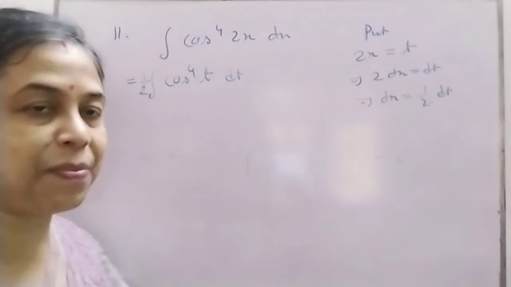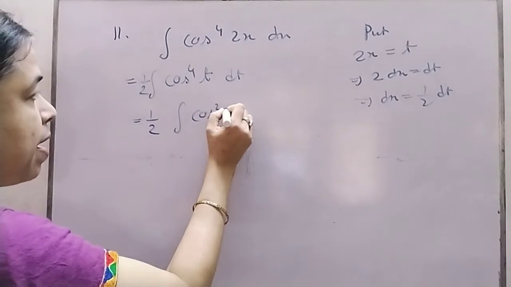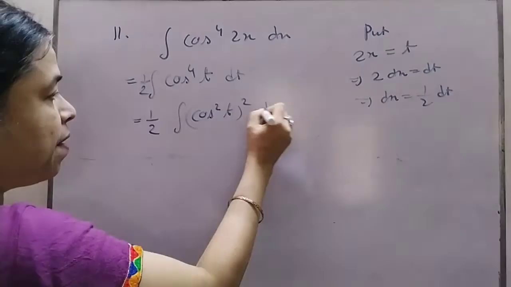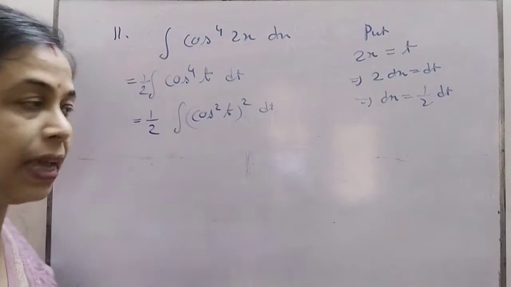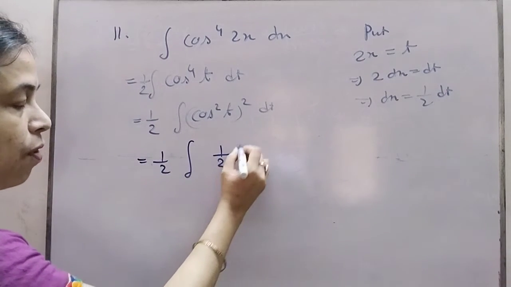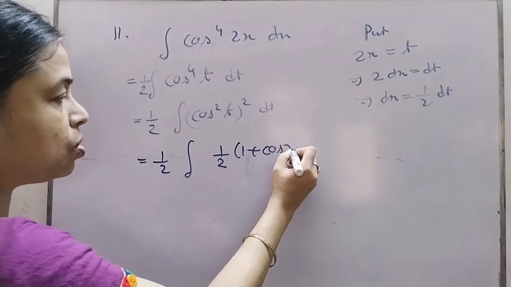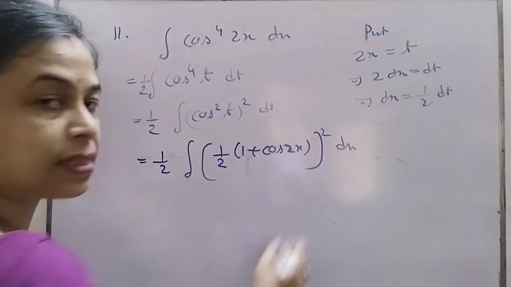Cos to the power 4 can be written as cos square whole square. Half, it is cos square t whole square into dt. After that, how to change cos square? Yes, in terms of cos of double angle. That is half, what is the double angle form? Half of 1 plus cos twice x whole square dx.